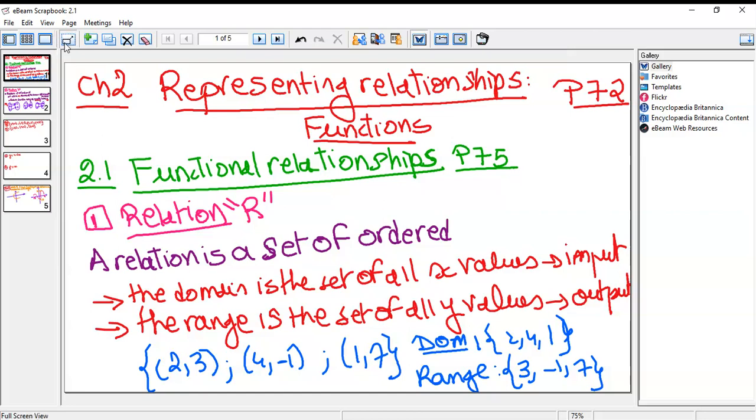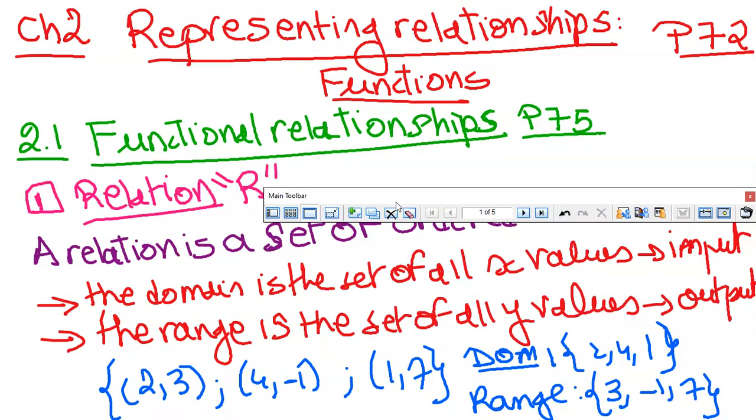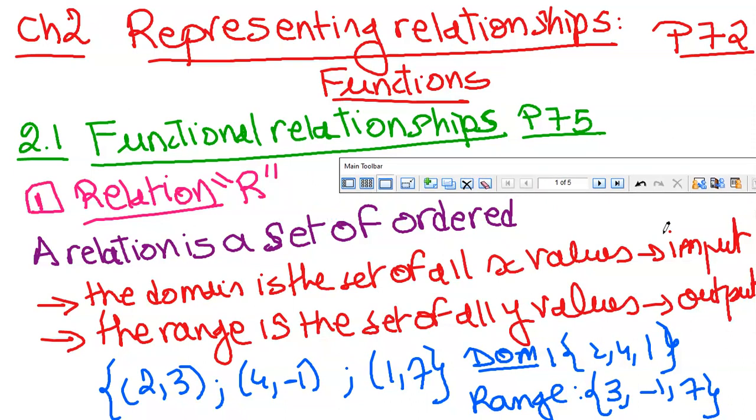Now we are in chapter 2, lesson 2.1. It's a very easy lesson. It's not hard at all. It's just a new concept for you to learn. It's about functional relationships, about relations and functions. What does relation mean? What does function mean? And how are we going to determine if a relation is a function?